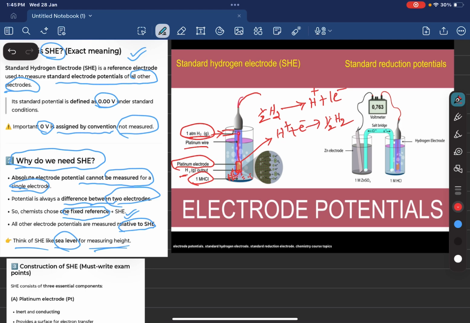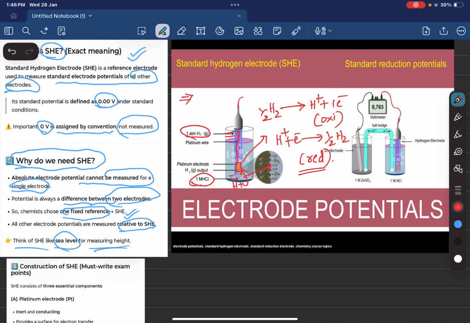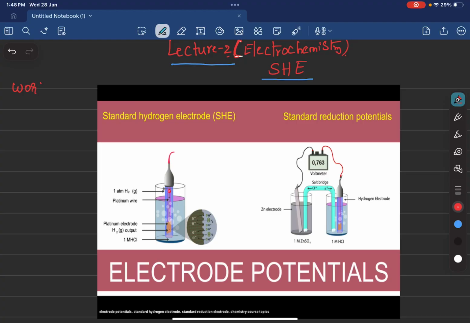Here two reactions are possible. SHE can act as anode or as cathode, depending on the electrode which is connected. This is the working principle of SHE.